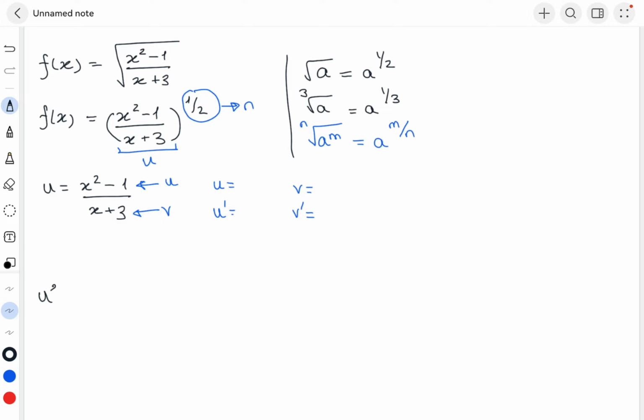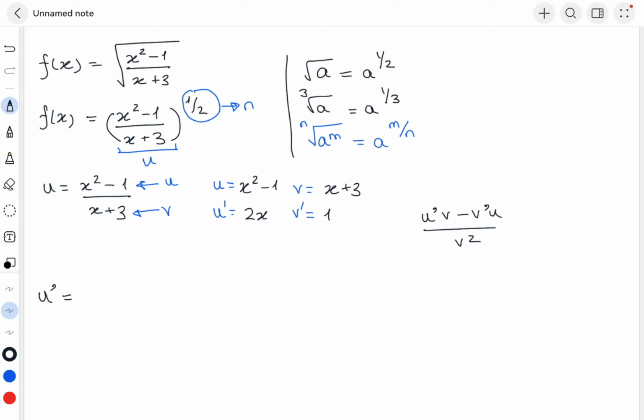Our u is x squared minus 1, and v is x plus 3. The derivative of x squared minus 1 is 2x. The derivative of x squared is 2x, and the derivative of negative 1 is 0 since it is a constant. The derivative of x plus 3 is simply 1. The derivative of x is 1, and the derivative of 3 is 0. And now we just apply u prime v minus v prime u all over v squared.